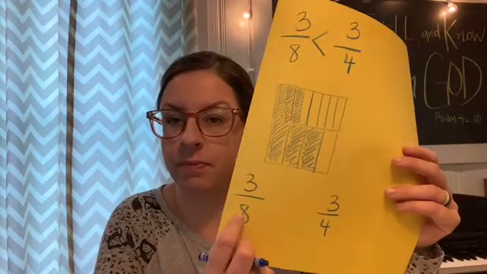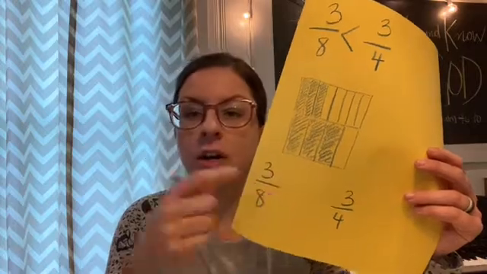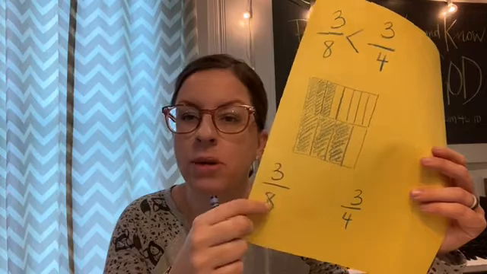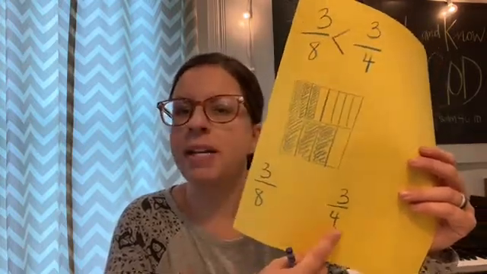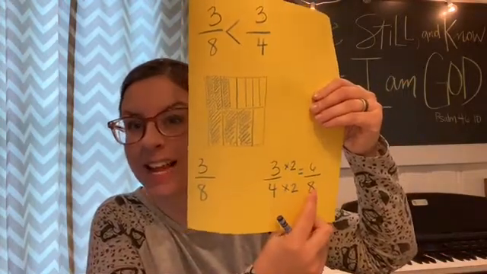Another way for us to figure this out is to make them equivalent. Remember, when we make fractions equivalent and give them the same denominator, we need to make sure that we do the same thing to the top as we do to the bottom. So I'm going to make both of these into 8s. This is already 8. What do I need to do to the 4 to make it into an 8? Multiply it times 2. So I'm also going to multiply the top times 2 if it's going to be equivalent. So 3 times 2 is 6, 4 times 2 is 8. Which one is bigger, 3/8 or 6/8? 6/8, which is the same as 3/4. So we know that that is larger.